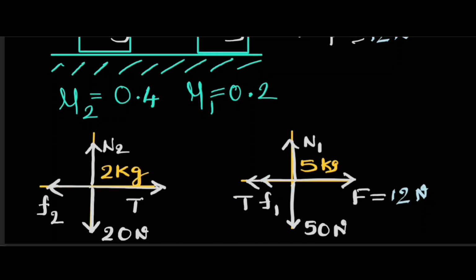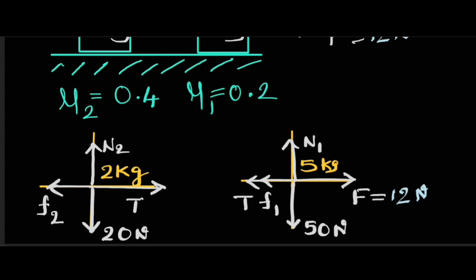Now observe the forces on the 2 kg block. 20 newtons weight down, normal force by the ground N2. It is being pulled by the string towards right. So the 2 kg block with respect to ground has a tendency to move towards right. That is the reason friction is towards left. This is how we decide the direction of static friction.